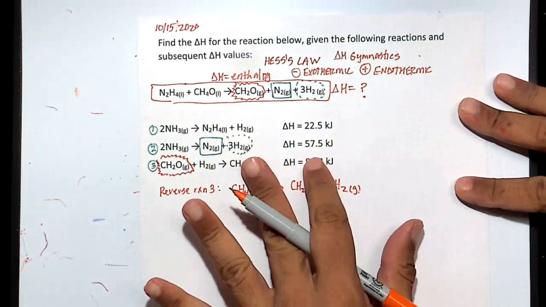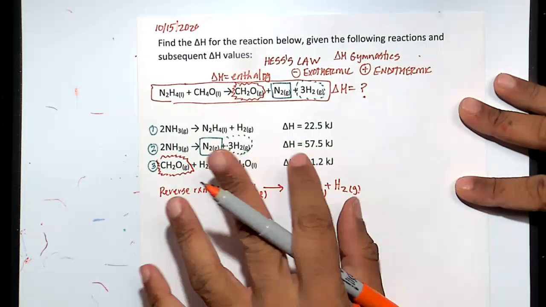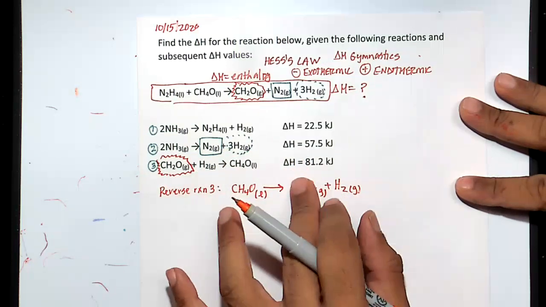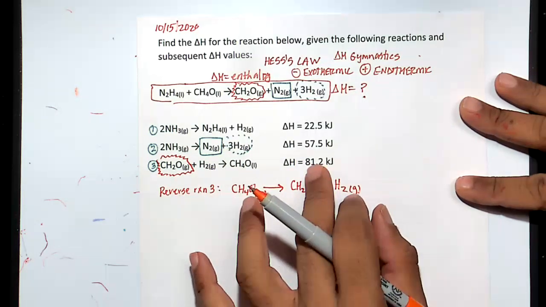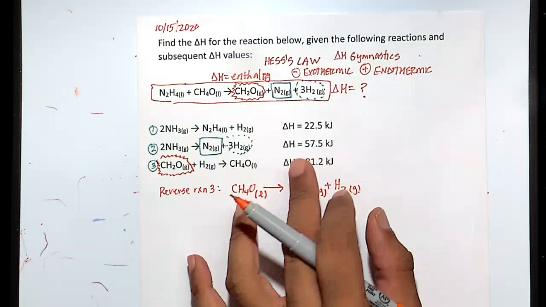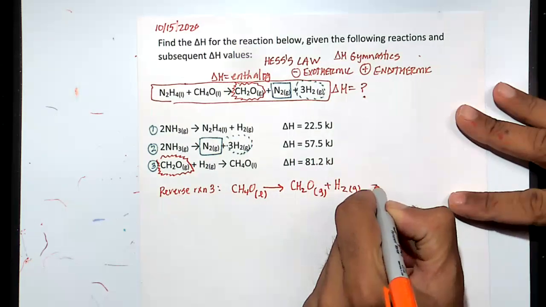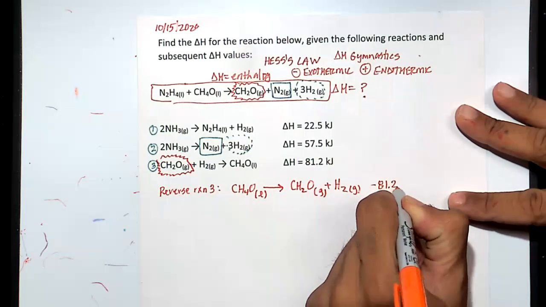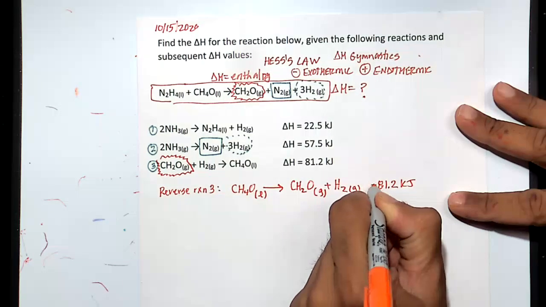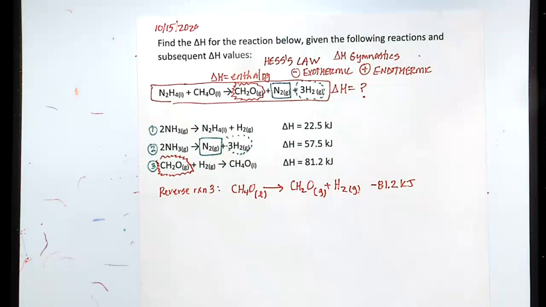And remember the rules of flipping. When you flip it, the delta H now becomes the flip of the sign. So this is now minus 81.2 kilojoules, minus.